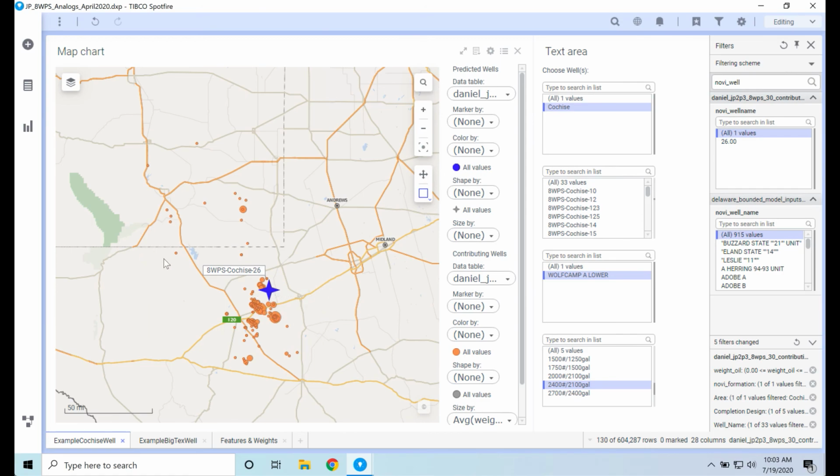All the data I showed you is available both for PDP wells that our model is trained on, and also for hypotheticals. So there's a lot of great value you can get out of it.